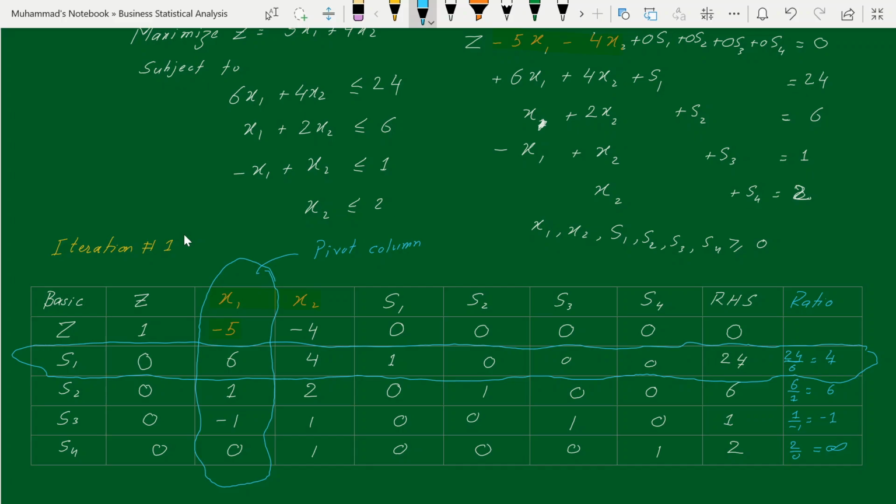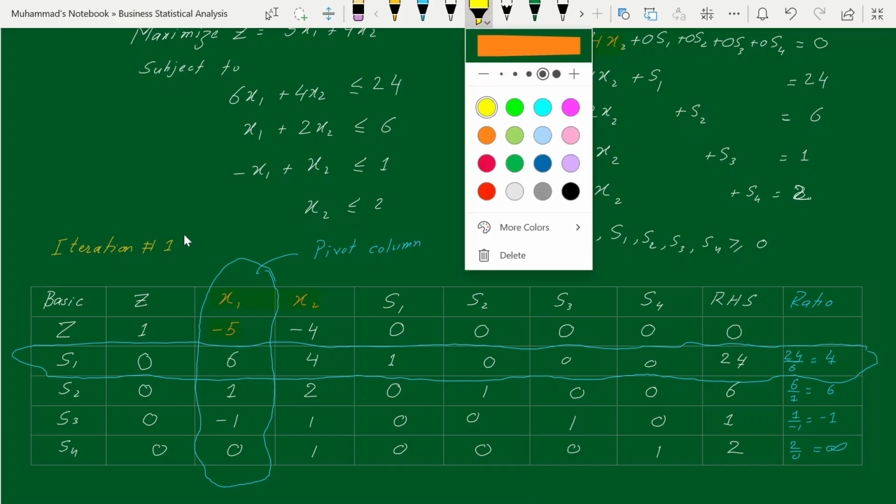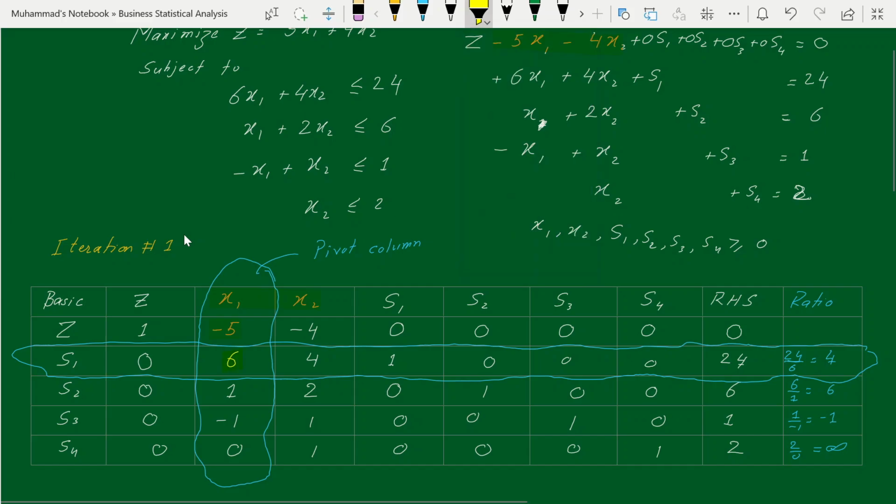So now this element is called the pivot element. This row is called the pivot row. The intersection point of the pivot row and pivot column is called the pivot element.